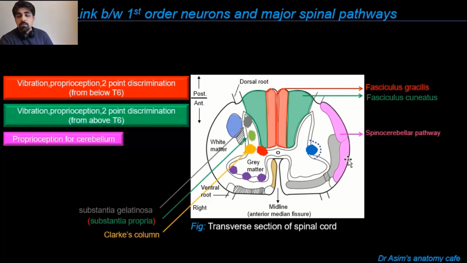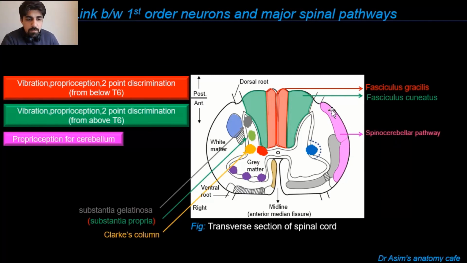They've been color coded in pink, and there are two types of spinocerebellar pathways. We've got a posterior spinocerebellar and an anterior spinocerebellar pathway. These pathways, as the name indicates, take up the sensory information from the spinal cord into the cerebellum, and hence they've been given the name spinocerebellar pathways.